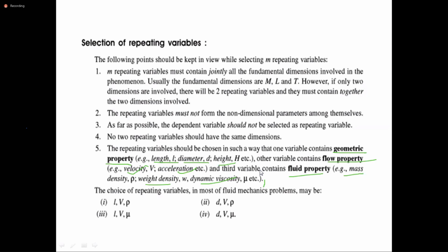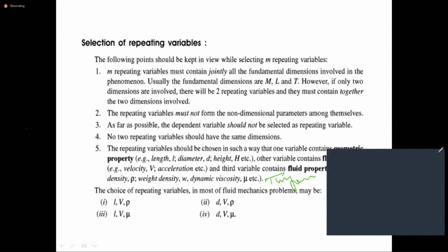These three should come; you must know which is which property. For example, if I ask about volume, which property does it come under? Geometric property. Right? Velocity, vorticity: flow property. Suppose kinematic viscosity: fluid property. Right? So in that way you have to define it. Only when the differentiation is clear can we identify the repeating variables. At the same time, another thing is temperature property.